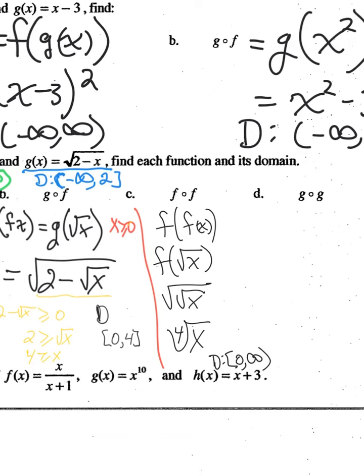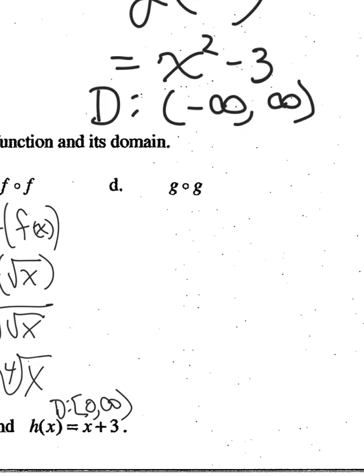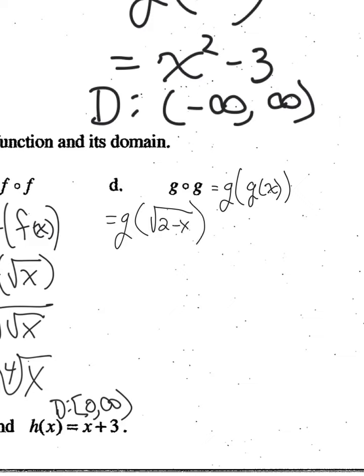Okay, g composed of g then would be g acting on g of x. What is g of x? Well, it is the square root of 2 minus x. Okay, that has domain restrictions already. What are the domain restrictions there? We already talked about them. It was x has to be less than or equal to 2.